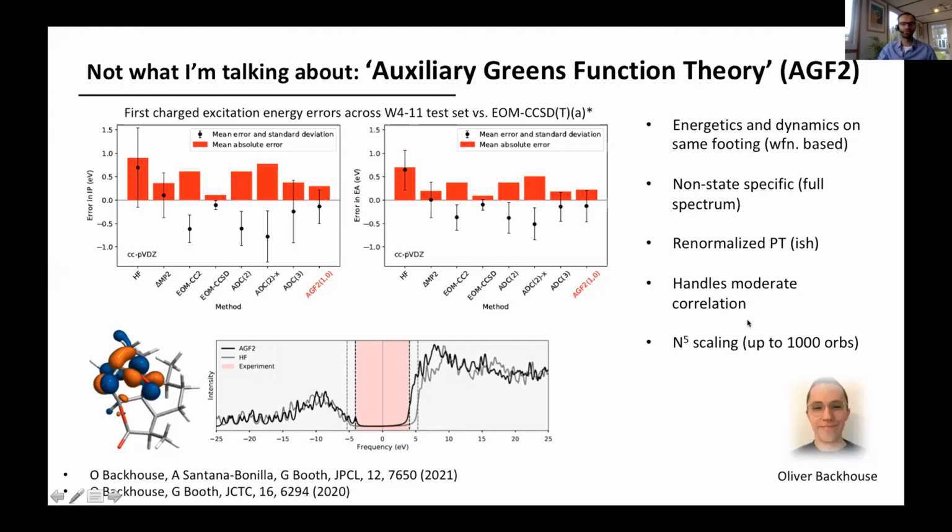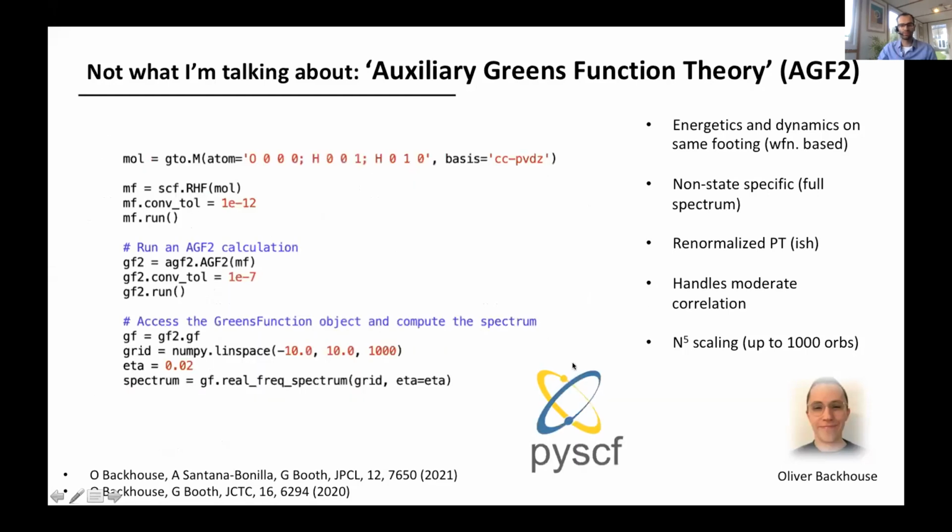It can handle moderate correlation, and it has an n to the 5 scaling up to about 1,000 orbitals relatively easily. What we find over quite large test sets is that it outperforms ADC approaches, certainly for charged excited states at least, and gives similar levels of accuracy to equation of motion coupled cluster across this test set. So do check it out. It's also available in PySCF, with a very simple Python interface. You can just download it, run it and get excited states.